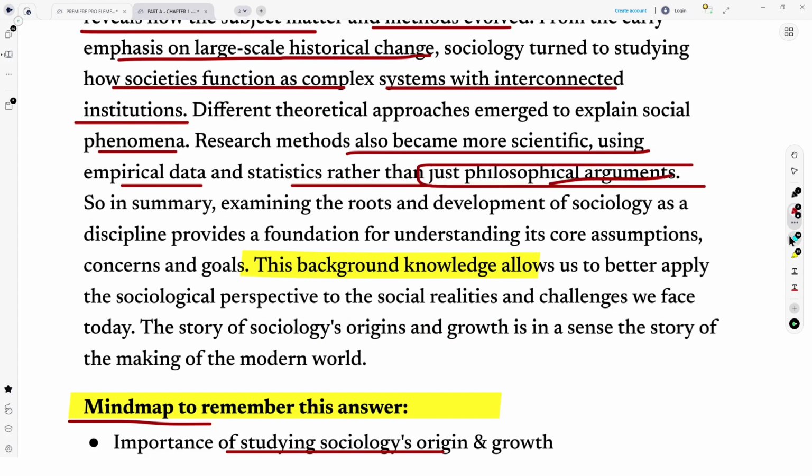This is something you need to remember. More and more data was collected, and we were trying to explain the whole process with data rather than having a philosophical argument. This is very, very important. You need to remember this.